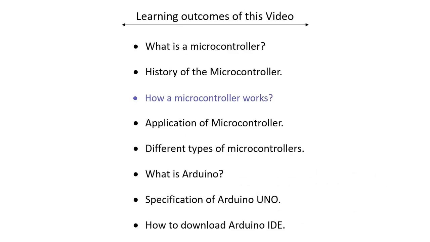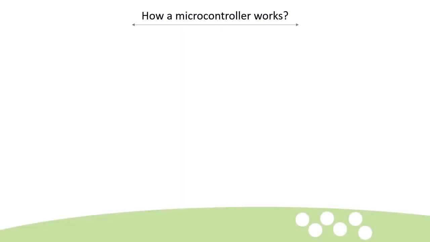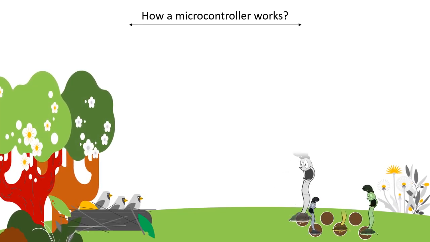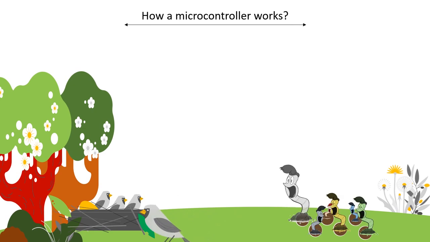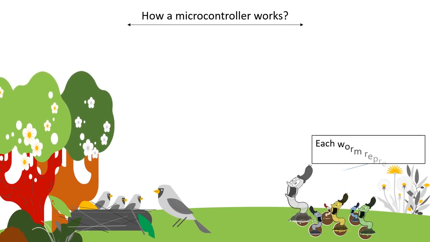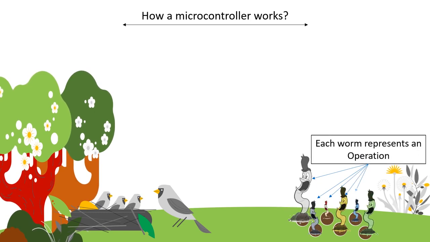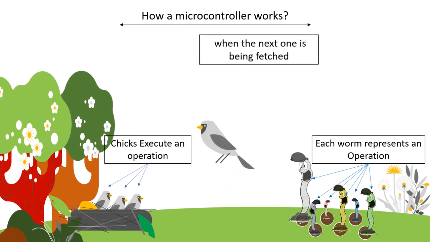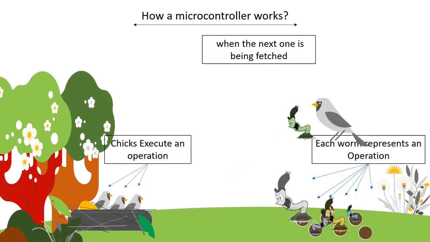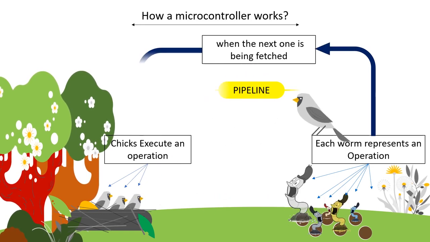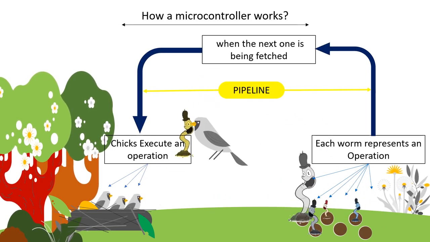Now let's look at how a microcontroller works. We will understand the functioning of a microcontroller with the help of an example of a mother bird collecting worms for her chicks, as you can see on the screen. Here, each worm represents an operation. The core, or the chicks in this case, execute an operation while the next one is being fetched. This simultaneous fetching and execution is called a pipeline, and it is a faster and a more efficient way.